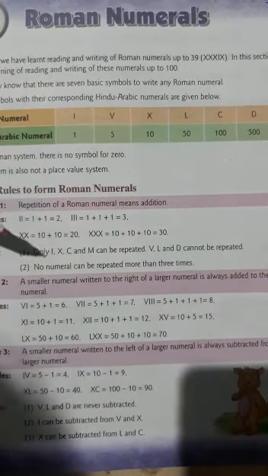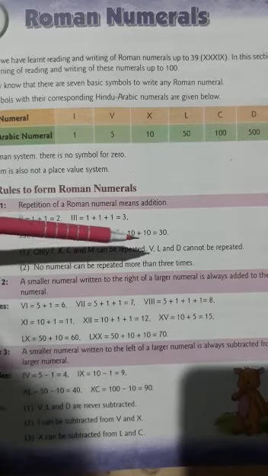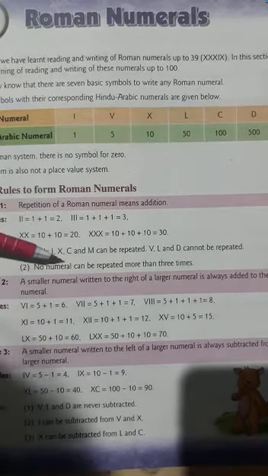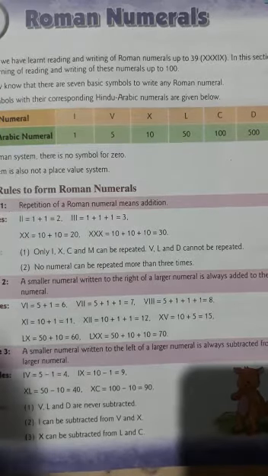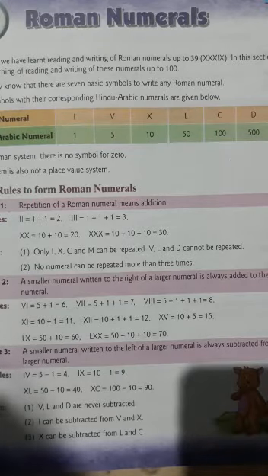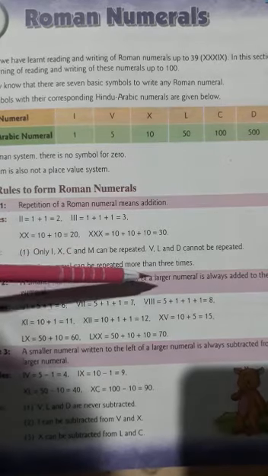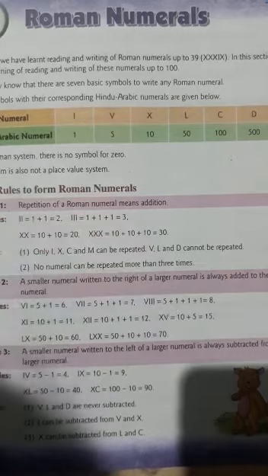Only I, X, C and M can be repeated. V, L and D cannot be repeated. No numeral can be repeated more than 3 times. Okay? We cannot repeat any numeral more than 3 times. A smaller numeral written to the right of a larger numeral is always added to the larger.